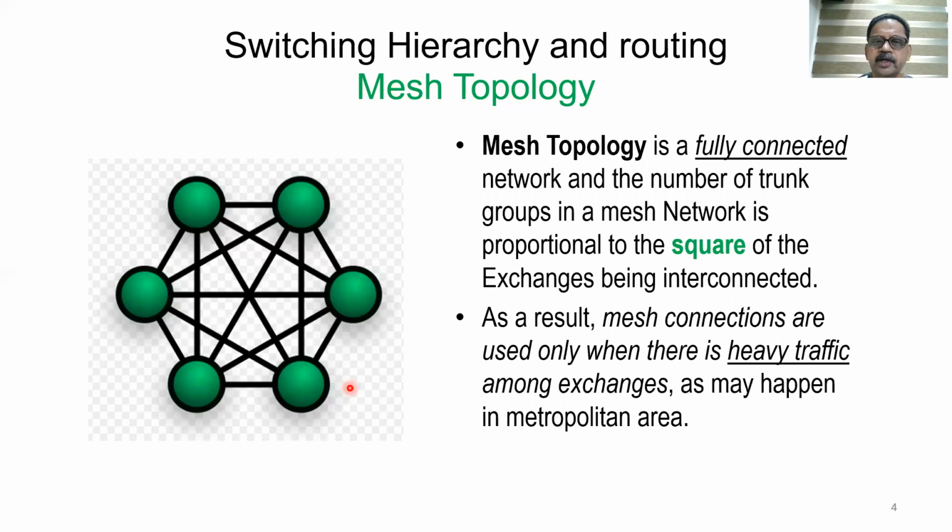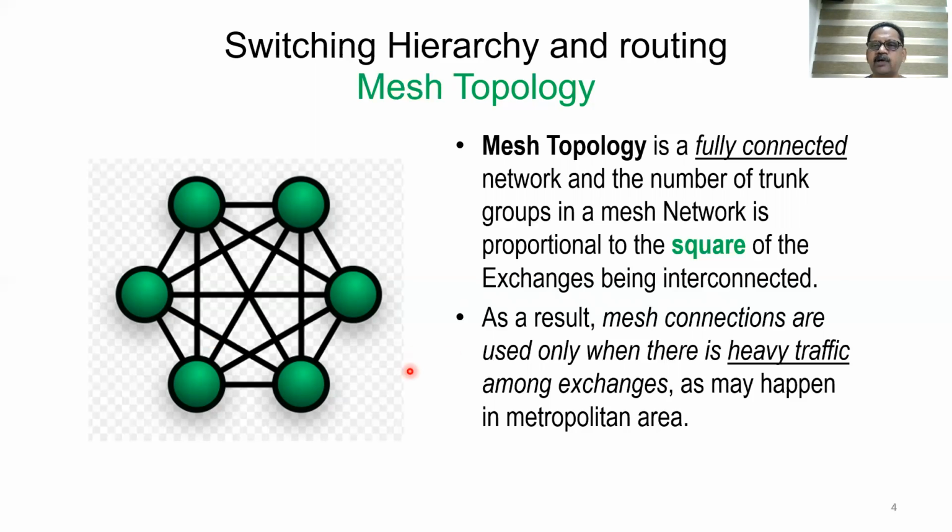Now we will look into the concept of mesh topology. Mesh topology is a fully connected network, and the number of trunk groups in a mesh network is proportional to the square of the exchanges being connected. So here you can see this is the mesh topology. Each exchange is connected to all other remaining exchanges. So many interconnections. There should be a trunk group from this exchange to this exchange, this exchange to this exchange, like this.